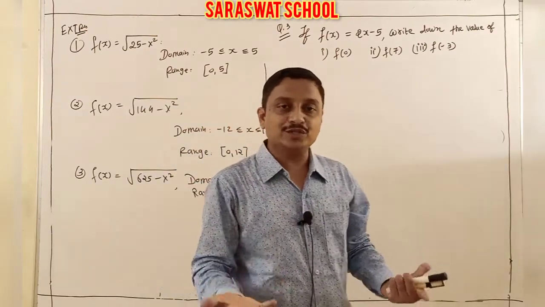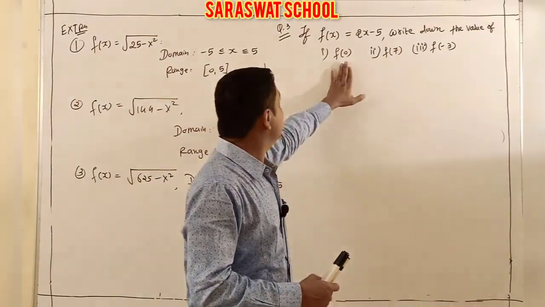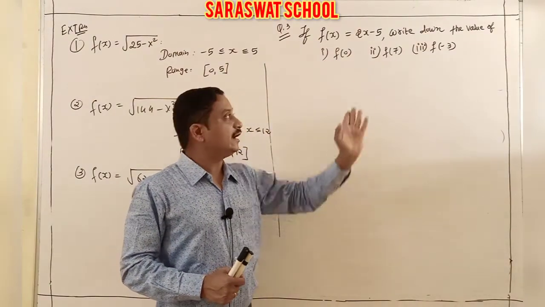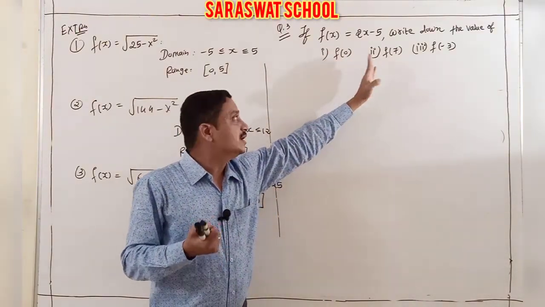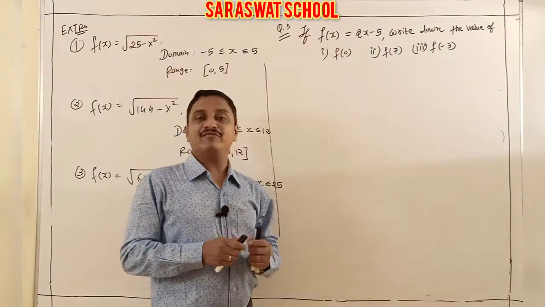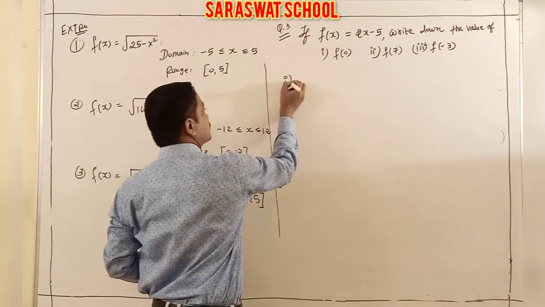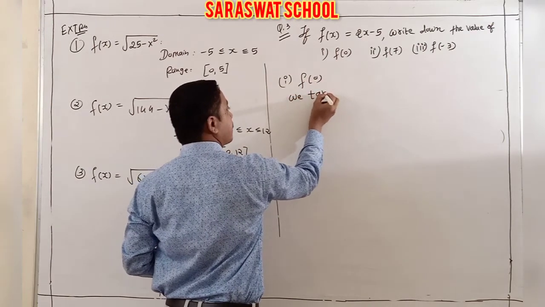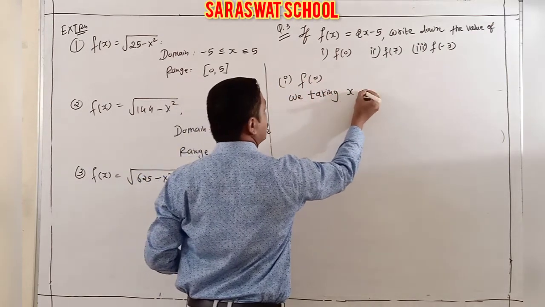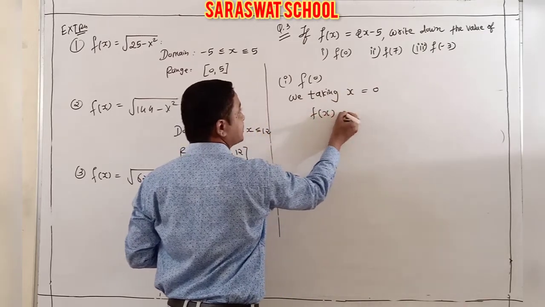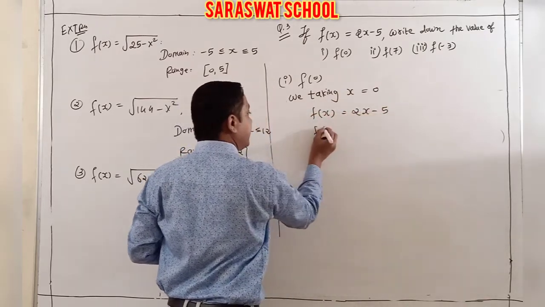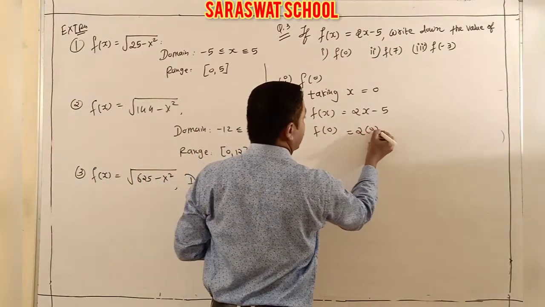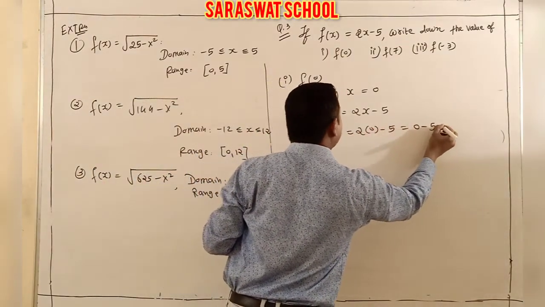Now students, I am going to slowly do the next numerical, the third one. If fx is given as 2x minus 5, then write down the value of f0, f7 and f of minus 3. It's a very easy question. First I start with f0. So we take x equal to 0 in your fx. Apply 0 in place of x. Your answer is 0 minus 5.